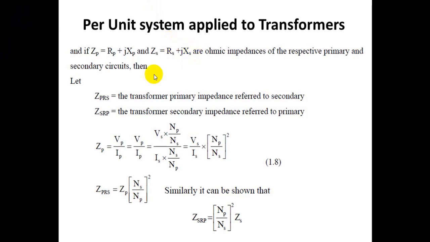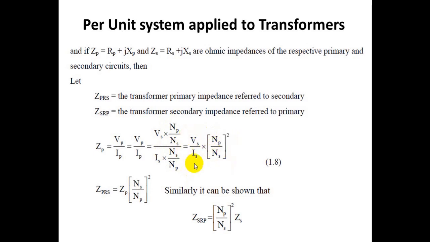So for this referring, let ZPRS be the transformer primary impedance referred to secondary, and ZSRP the transformer secondary impedance referred to primary. So if you write the formula for primary impedance Zp, it is simply the ratio of primary voltage to primary current. If we replace the value of Vp, which is Vs times Np over Ns, and Ip, which is Is times Ns over Np, you can see this is equal to Vs over Is times (Np over Ns) whole square.